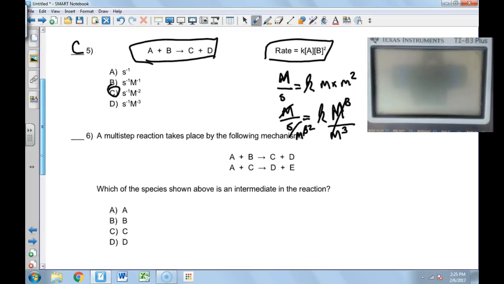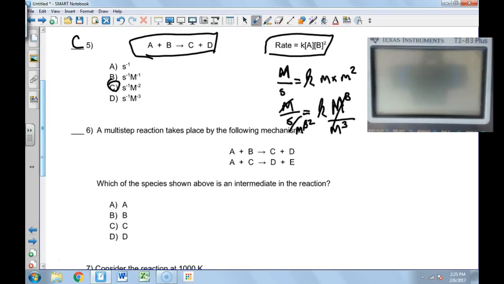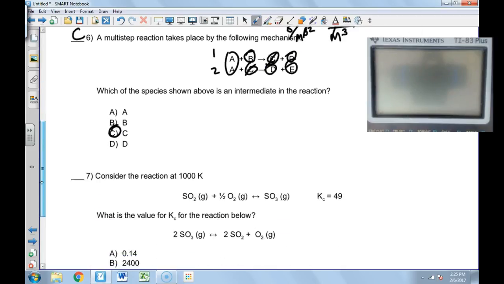Okay. So now question 6, a multi-step reaction takes place. So we have 1, 2, and it says which is an intermediate. This is a definition. It's similar to one of the problems above. An intermediate is something that is present in the mechanism as both a reactant and a product, but is not present in the overall reaction. And so in this case, that is C. A is a reactant, B is a reactant, C is on both the product and the reactant side, so it cancels out. D is a product, and E is a product, because they're only found on one side. So the correct answer there is C.